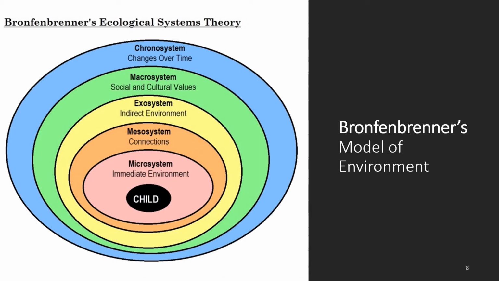Now we shall study about Bronfenbrenner's model of environment. Bronfenbrenner's ecological systems theory. In this theory, he has talked about five types of environment which a person is surrounded by. The first one is microsystem, second mesosystem, third is exosystem, fourth one is macrosystem, and the fifth one is chronosystem. Let us look at them.